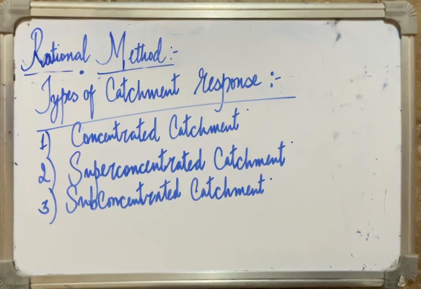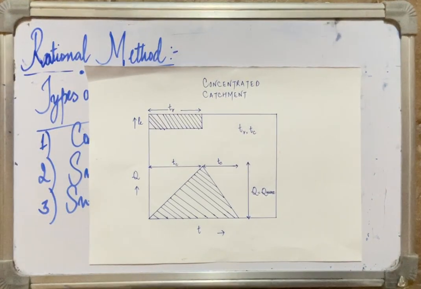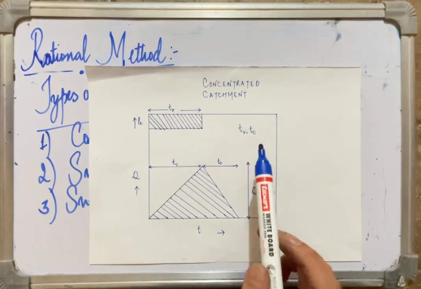The first one is the concentrated catchment. I'll show you diagrammatically. This is a particular diagram for a concentrated catchment, and this is a hydrograph, discharge and time. In this type of catchment response, the runoff concentrates at the outlet and reaches its maximum rate after an elapsed time which is equal to the concentration time.